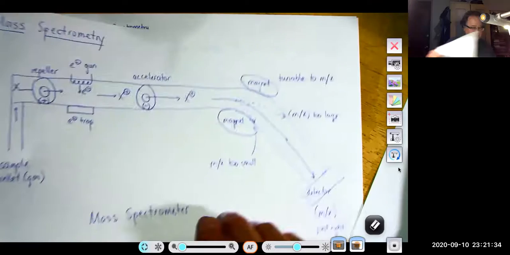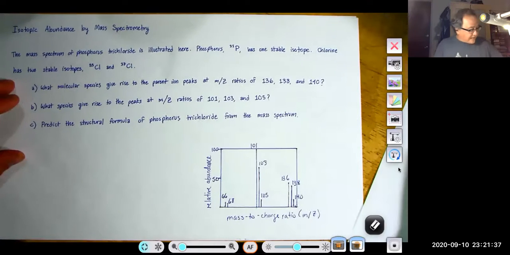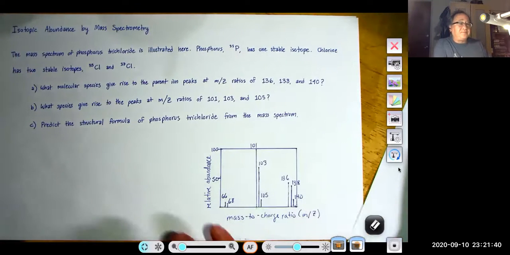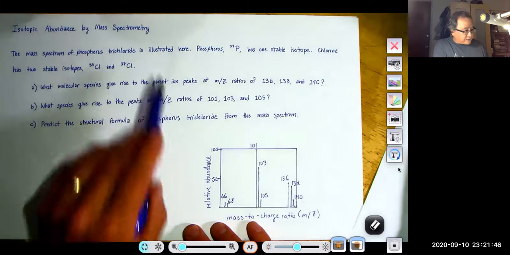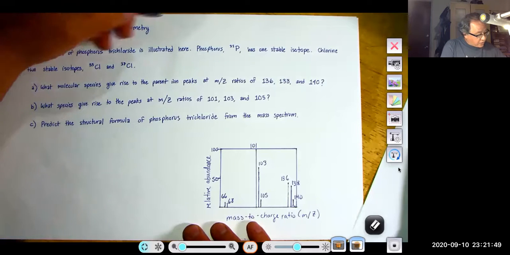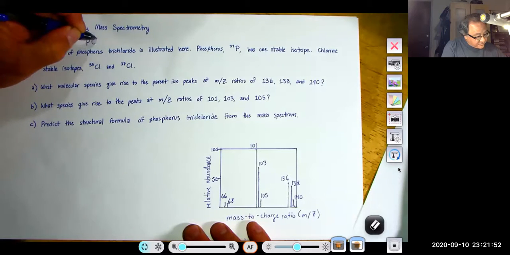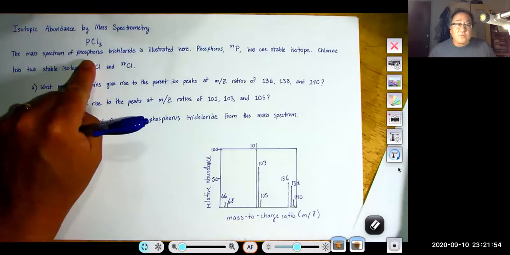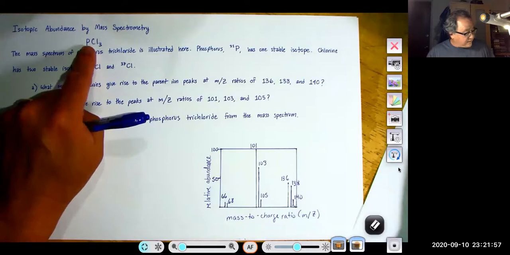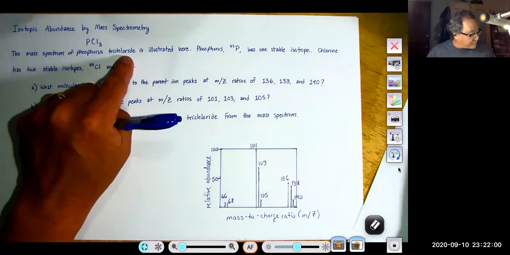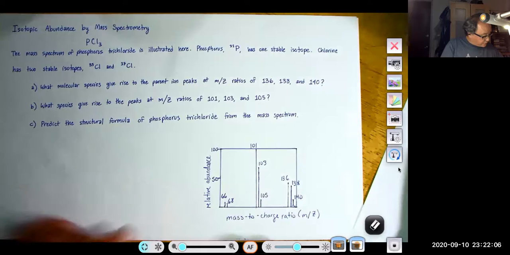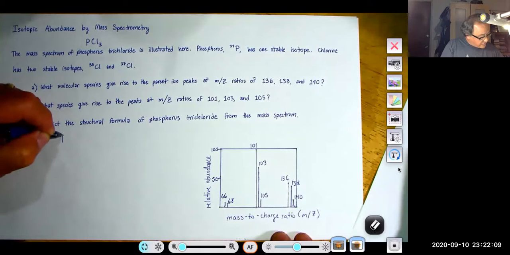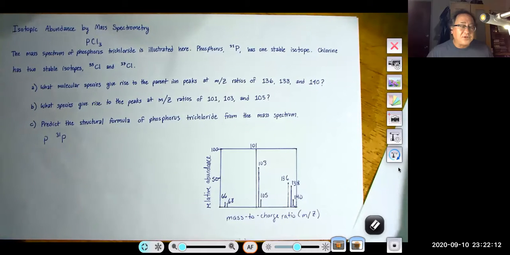Okay, so let's take a look here, and let's look at isotopic abundance by mass spectrometry. So we have that the mass spectrum of phosphorus trichloride is illustrated here. Now, phosphorus trichloride is PCl3. The fact that there's no prefix on phosphorus means there's only 1. The fact that we have tri in front of chloride means there's 3 chlorines. Now it says that phosphorus has 1 stable isotope. So when we look at phosphorus, there's only P31. Now, how much does P31 weigh? And the answer is 31 AMU.